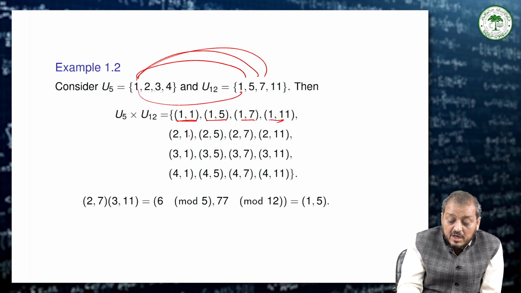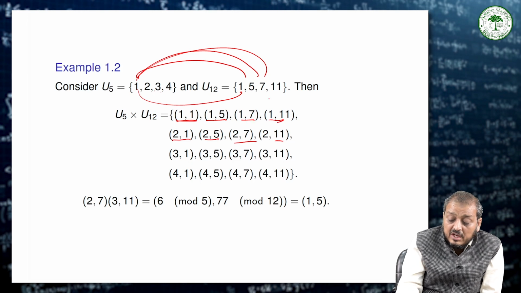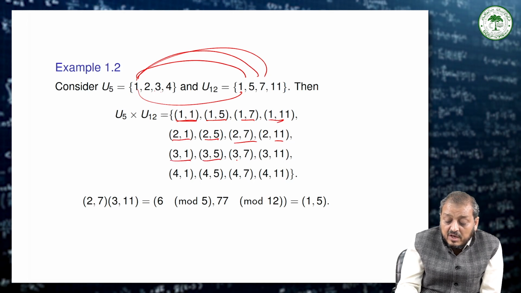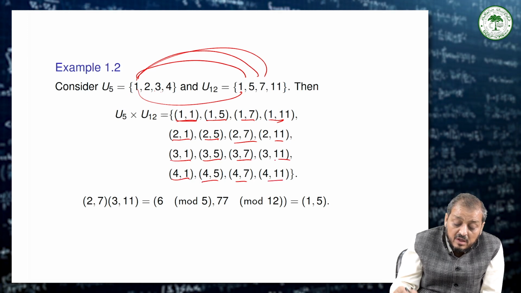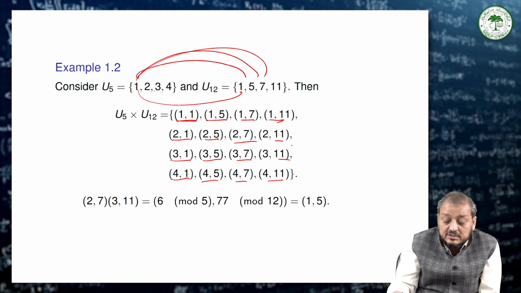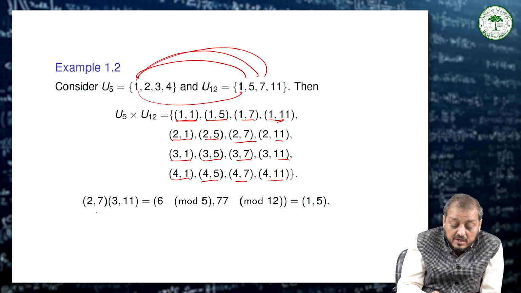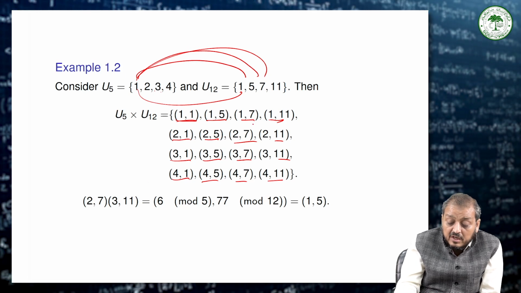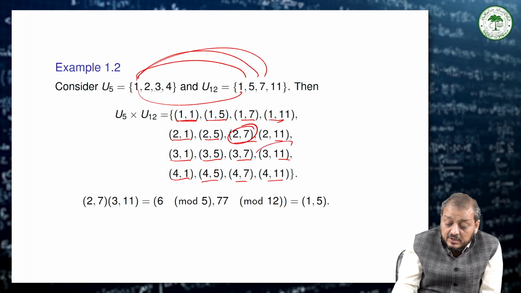Similarly, we have (2,1), (2,5), (2,7), (2,11). Then we take (3,1), (3,5), (3,7), (3,11), (4,1), (4,5), (4,7), (4,11). Now these are all the elements of this group. But let us check some more elements. If we take a = (2,7) and b = (3,11).